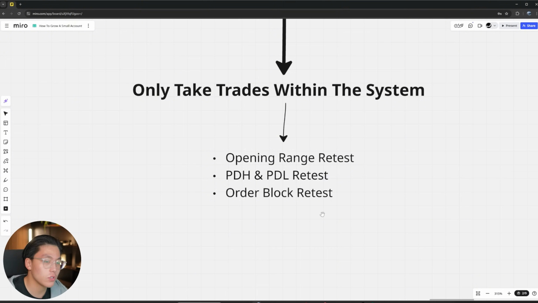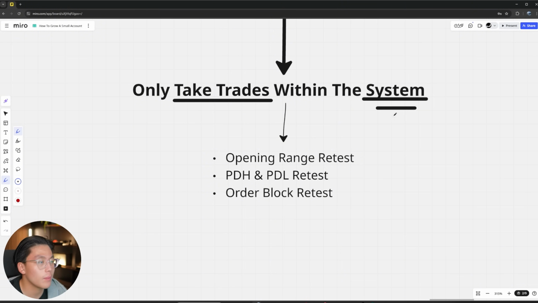Other rules that I have is only take trades within the system. This sounds fairly straightforward, which it is, but you'll be surprised. A lot of traders just take random trades because they don't actually understand what their system is and what setups they're looking for. So for me, I'm primarily taking trades that are within my system.